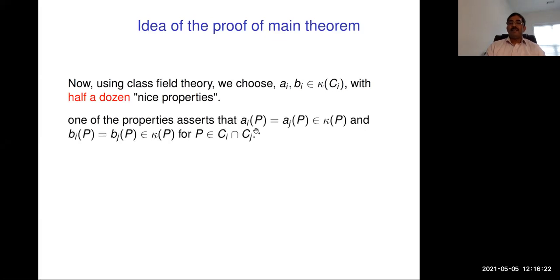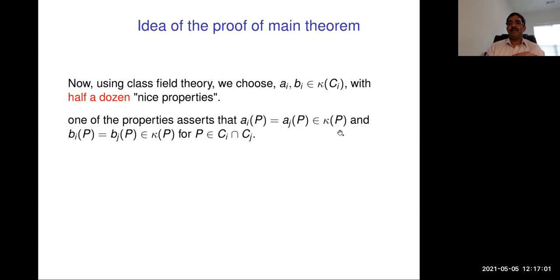And one of the properties asserts the following. P is a closed point of C_i. So a_i(P) means a_i is regular at P, and a_i(P) is its value in the residue field at P. So look at this a_i and a_j, and they should agree at all P in C_i intersection C_j, and similarly b_i and b_j. Of course, if you take an arbitrary choice, it won't work, but then you have to. So C_i intersection C_j is a finite set, so we can always make some suitable choice at these finitely many closed points such that this happens.